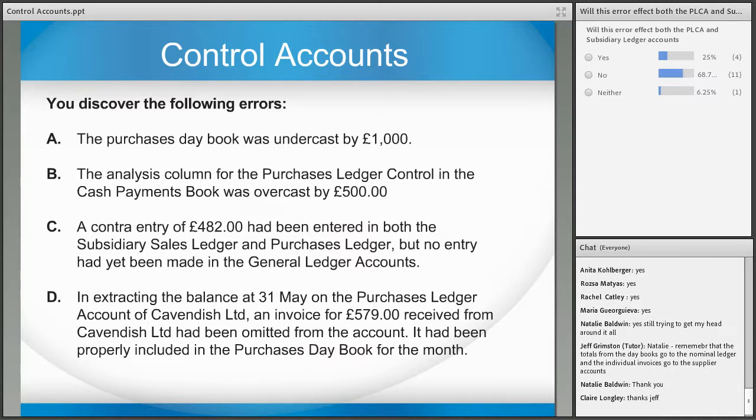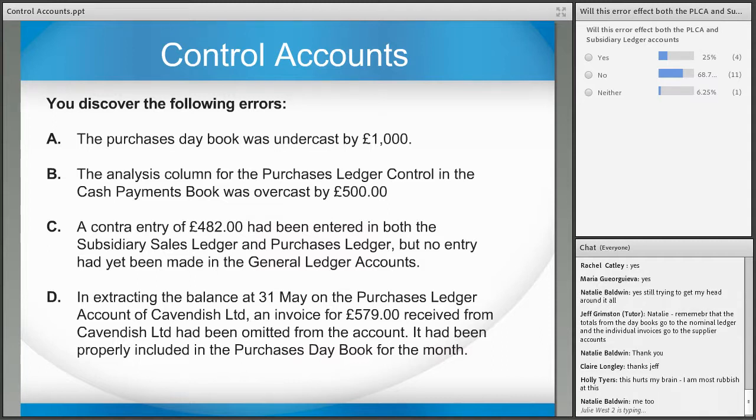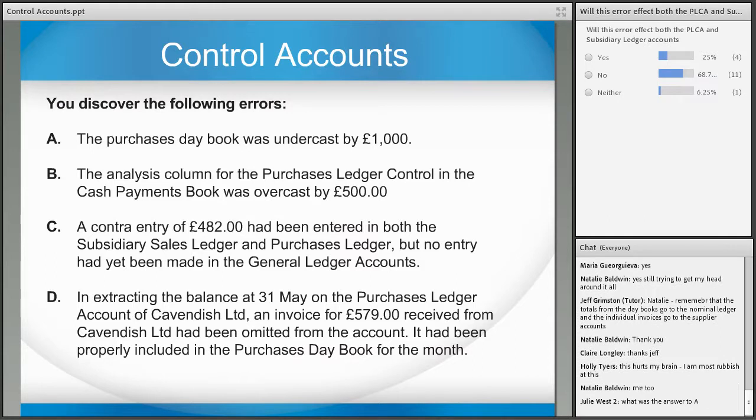Again, this won't affect the subsidiary purchase ledger accounts, as the analysis column in the cash book only records the totals that we've paid to the suppliers. And given that payments to suppliers are a debit entry to the purchase ledger control account, we'll need to credit that as well. So that doesn't affect the individual subsidiary ledger accounts. Again, does that make sense?